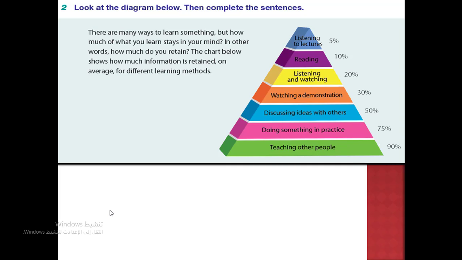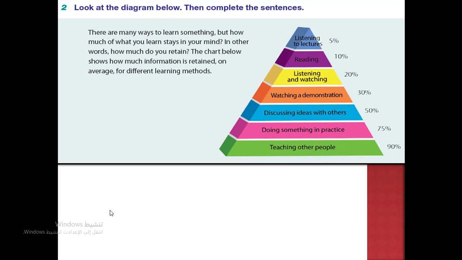There are many ways to learn something, but how much of what you learn stays in your mind? In other words, how much do you retain? The chart below shows how much information is retained on average for different learning methods. Well, so according to this paragraph, this chart includes methods of learning or learning methods. And next to each one of them, we have a percentage, an average of how much we retain from these methods.